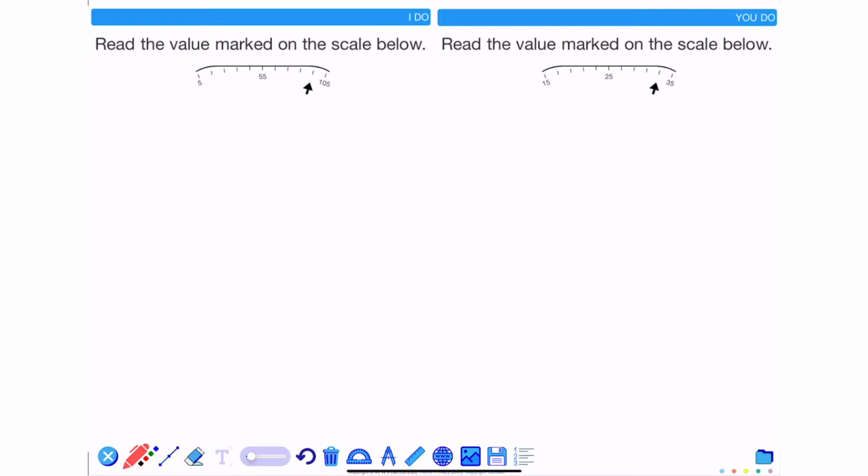In this video, we're going to be learning how to read a scale. Now, with my example on the left-hand side, I have a scale where three numbers have been marked, 5, 55 and 105, and a range of other markers that I have no information for.